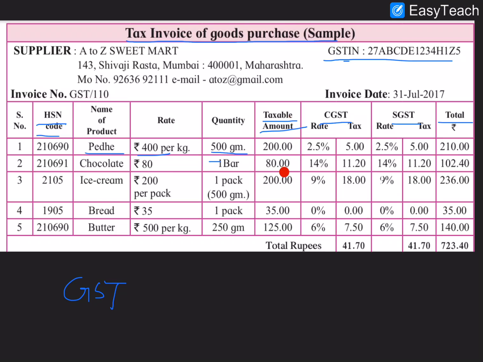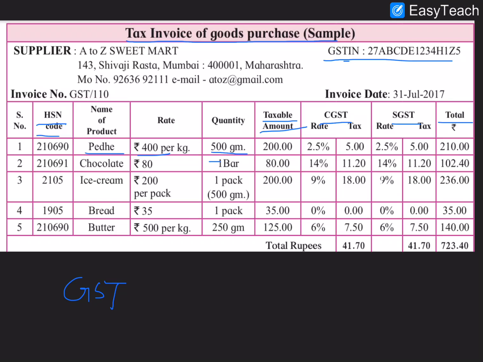So the chocolate's actual amount is 80 rupees, the taxable amount is 80 rupees, but the GST on the chocolate is 14% to the central government, that is CGST, and another 14% to the state government, that is SGST. So we are paying 14 plus 14, that is 28% tax, when we buy a chocolate. Please note, we are paying 14 to the state and 14 to the central government.